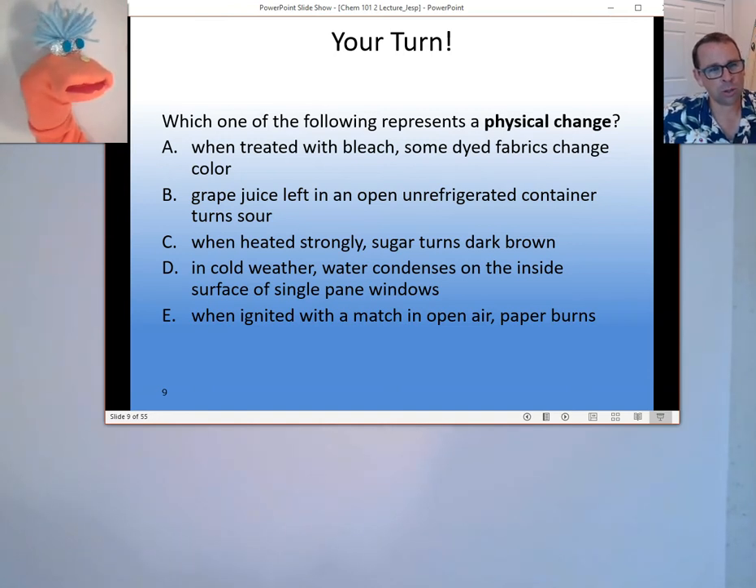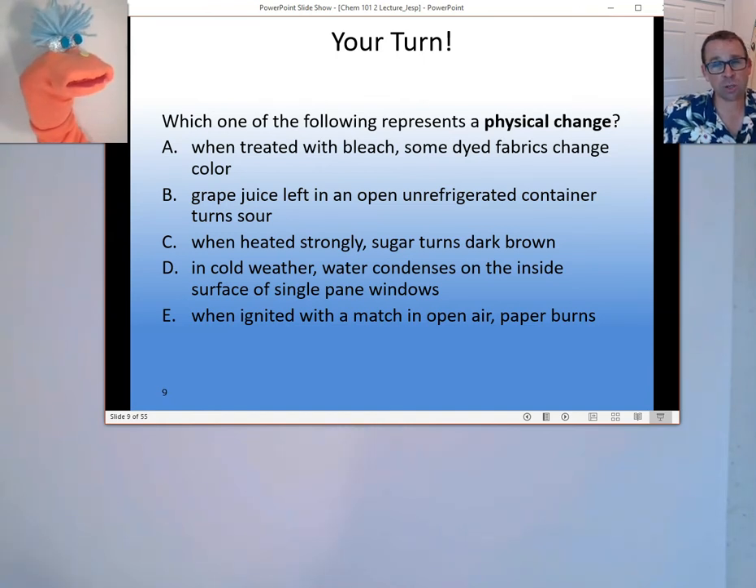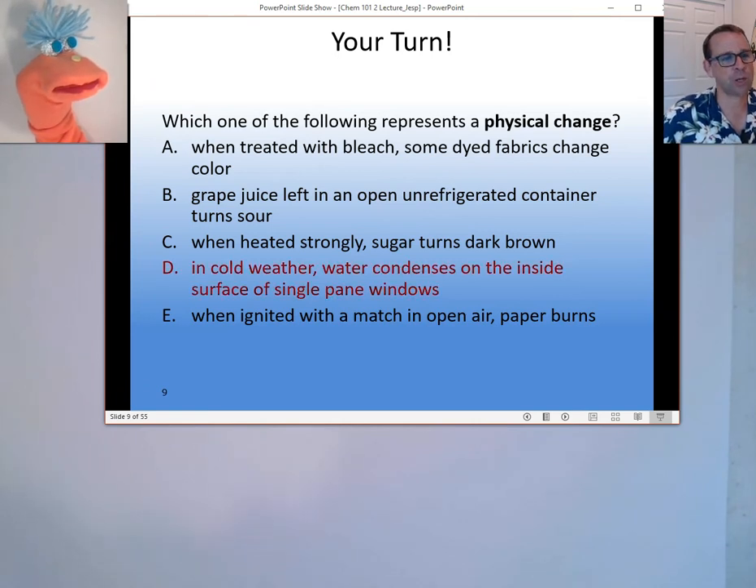Cold weather. Oh yeah, condensation. Didn't they say condensation was what you get when you go from gas to liquid? That's right. Condensation is when you go gas to liquid. So that's an example of a physical change. Very good.